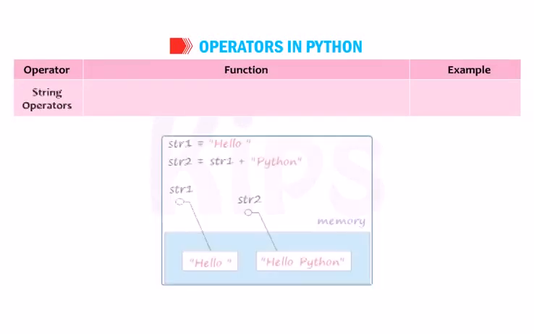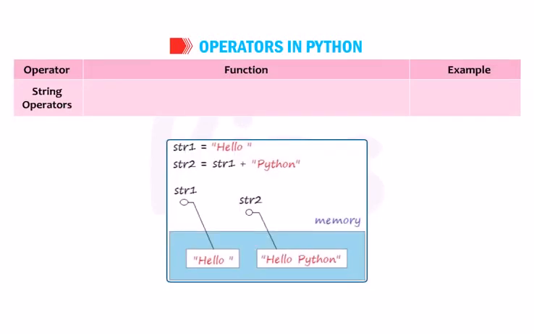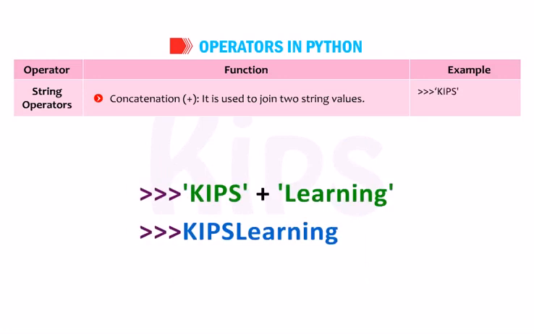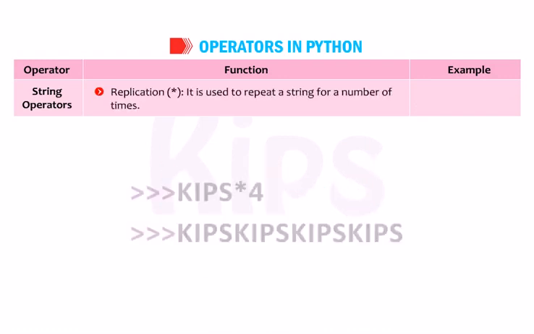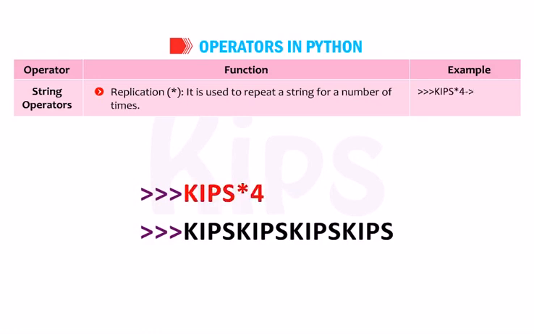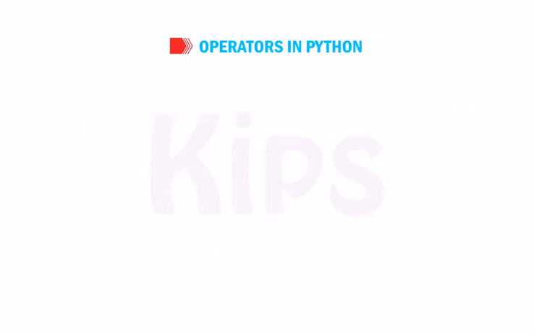Operator: string operators. Function: string operators work on the string values. These operators are of two types. Concatenation, plus. It is used to join two string values. Example, Keeps plus Learning gives Keeps Learning. Replication, asterisk. It is used to repeat a string a number of times. Keeps multiplied by 4 gives Keeps Keeps Keeps Keeps. Program.